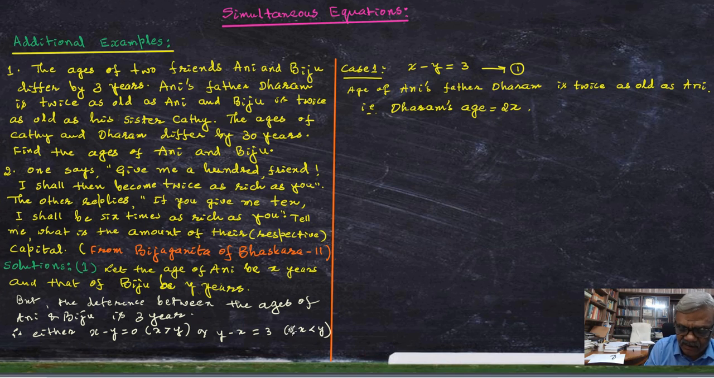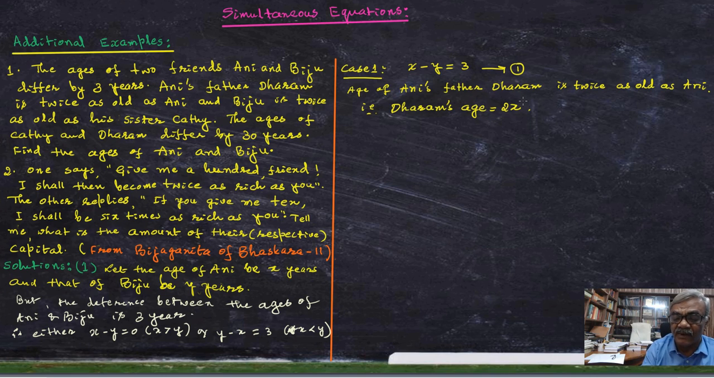In this case, we can say X is less than Y. I mean, Biju is older than Ani. In either of these cases, we will consider case by case. The case X minus Y is equal to 3, I mean, Ani is older than Biju.